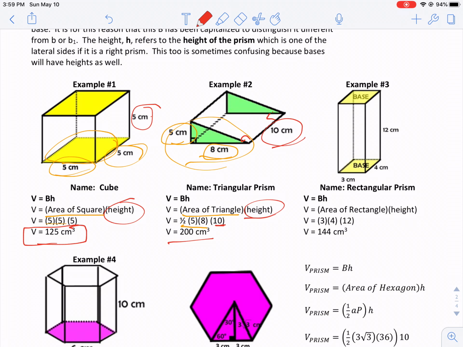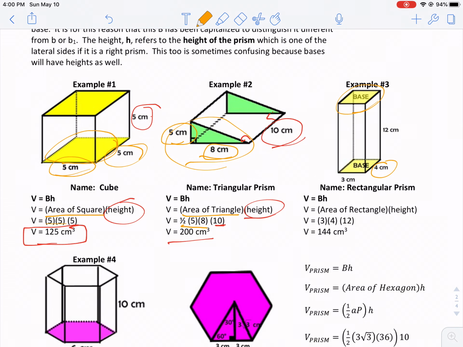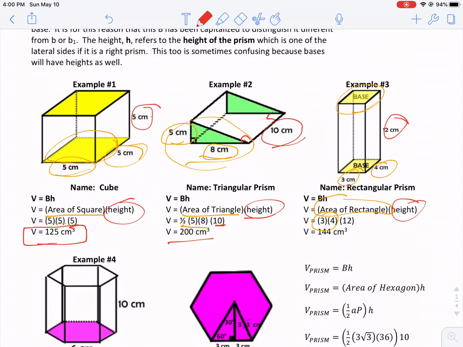Again, on the third one, this one's now a rectangular prism. They decided that to be its base. The area of a rectangle is length times width, or base times height, so 3 times 4. Actually, I should have done that in orange to be consistent. And then they multiply it by the height of the prism, which is 12 in this case. Multiplying it all out, they get 144 centimeters cubed.